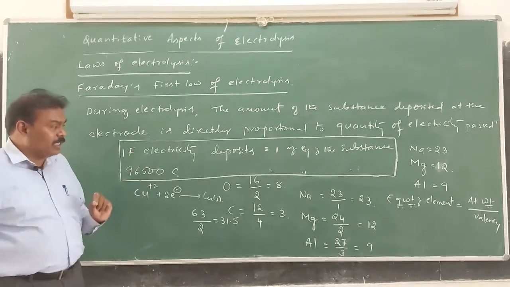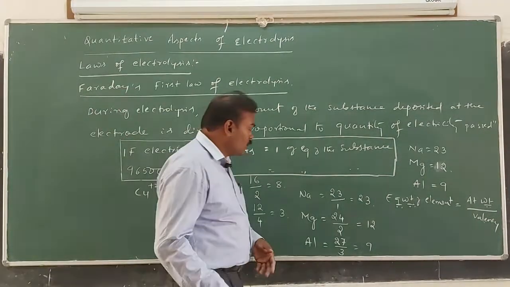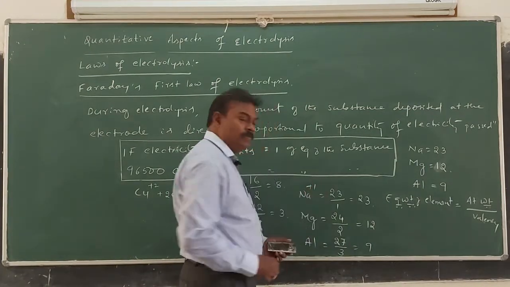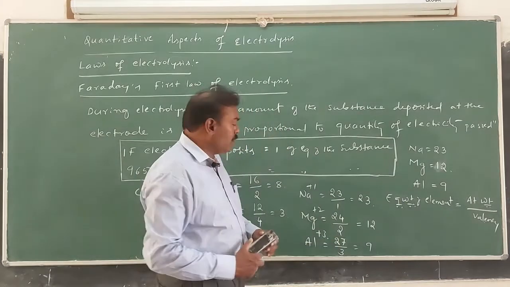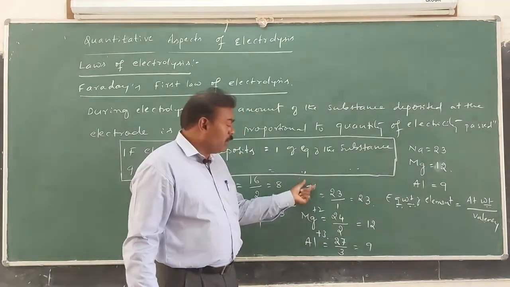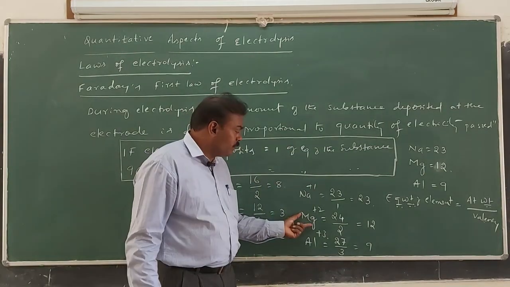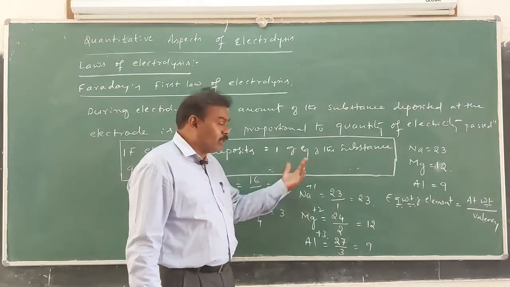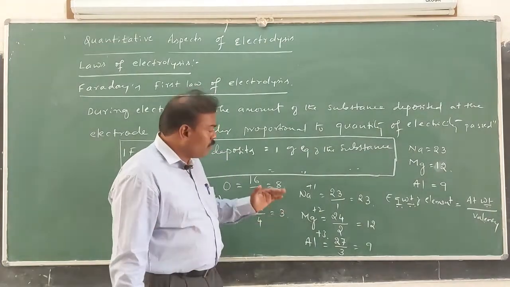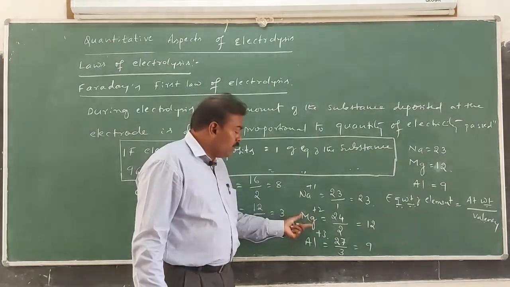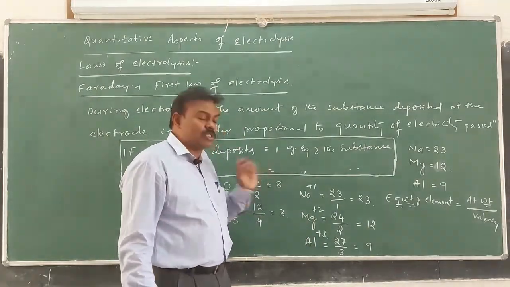Based on this concept, how many electrons are transferred is very important. What is the charge on sodium? +1. Charge on magnesium? +2. Charge on aluminium? +3. In the case of sodium, 1 mole of electrons is required to deposit 1 mole of sodium. In the case of magnesium, 2 moles of electrons are required to deposit 1 mole of magnesium. To deposit 1 mole of aluminum, 3 moles of electrons are required. For 1 Faraday, how much is deposited? For 2 Faradays? For 3 Faradays? These are the things we should know.